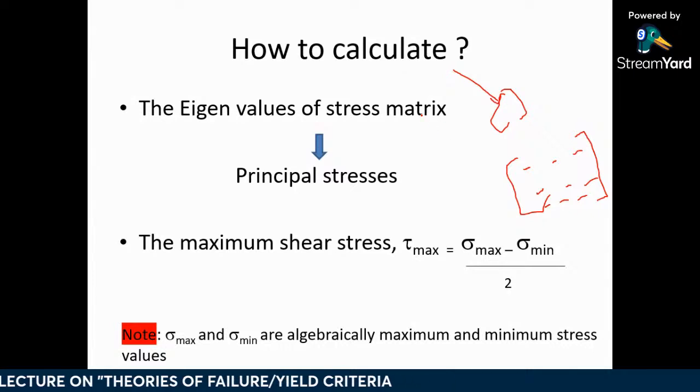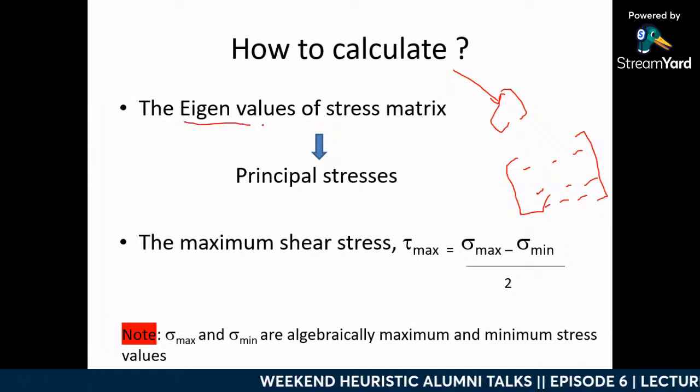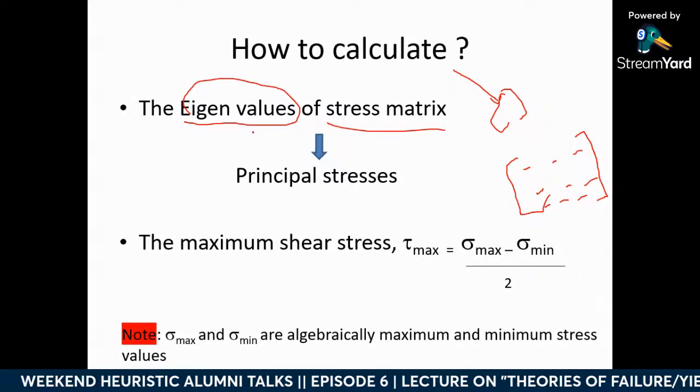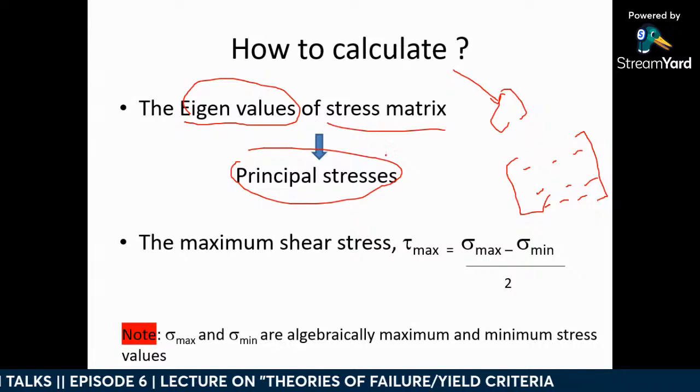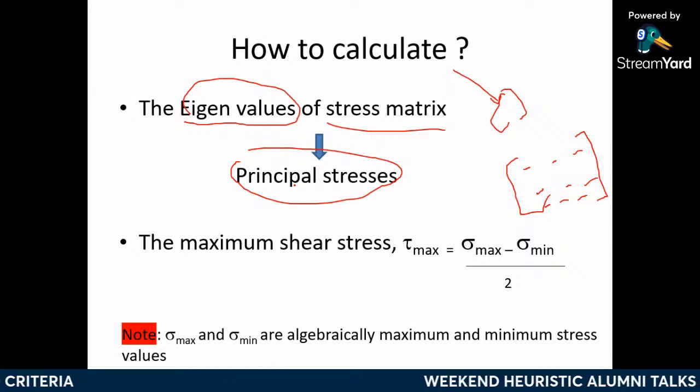Of course there are other ways, like Mohr's circle, graphical methods. Okay, so obviously if you know the stress matrix, if you just calculate the eigenvalues of this particular stress matrix, the result will give the principal stresses. Obviously if it is a 3 by 3 matrix, you will get 3 eigenvalues. Those 3 values are the principal stresses. If you are having a 2 by 2 stress state, you will get 2 eigenvalues. Those are the 2 principal stresses.